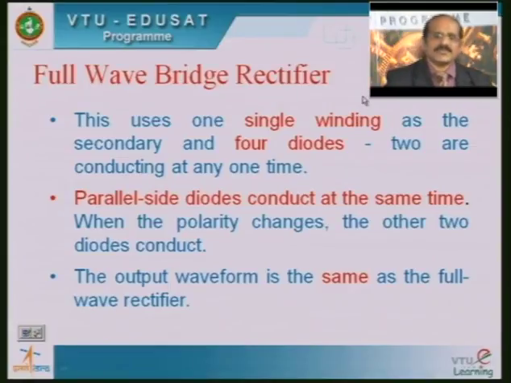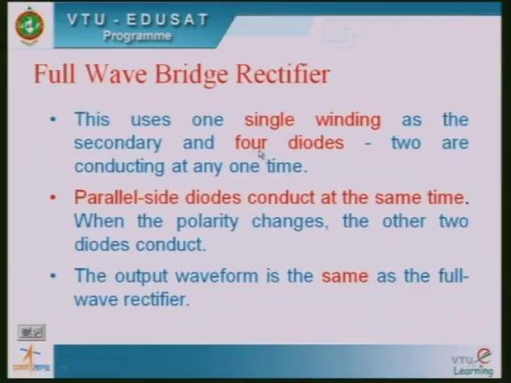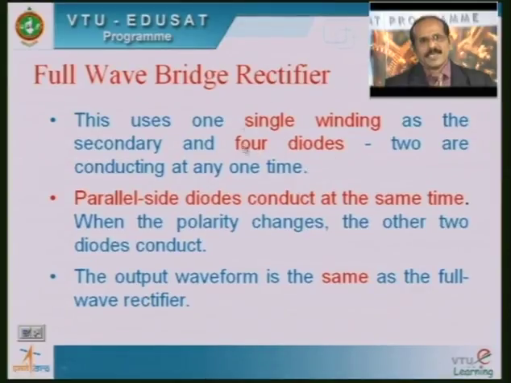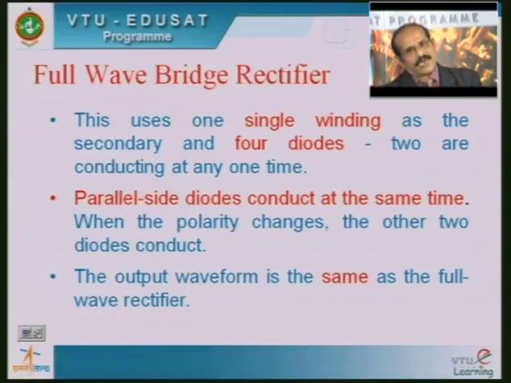So friends, please note that this full wave bridge rectifier uses a single winding as the secondary, as compared with the full wave rectifier using the center tap configuration. Unlike the center tap configuration, which makes use of two windings in the secondary, this bridge rectifier uses only a single winding. However, unlike the center tap configuration, this bridge configuration makes use of 4 diodes, but 2 diodes will conduct together at any one time.